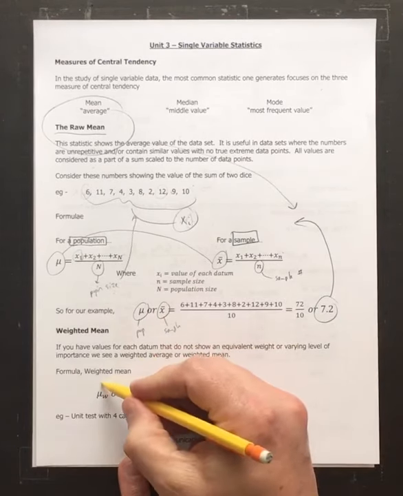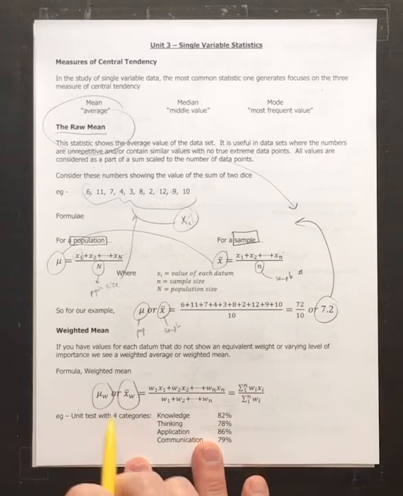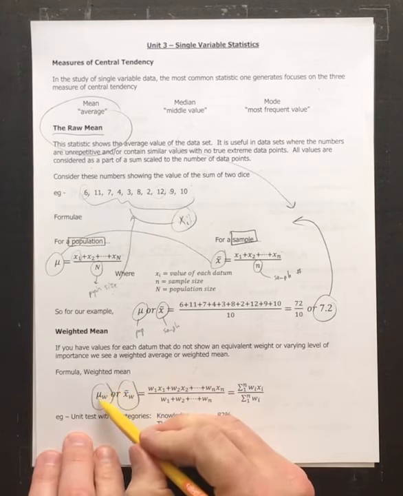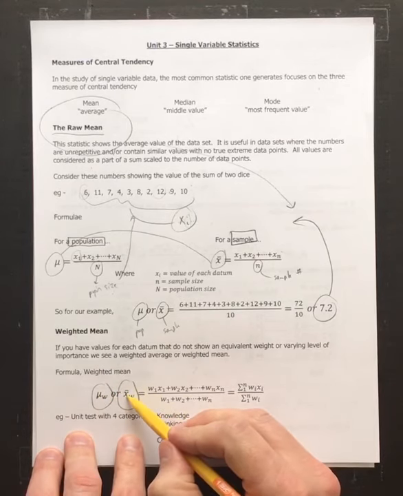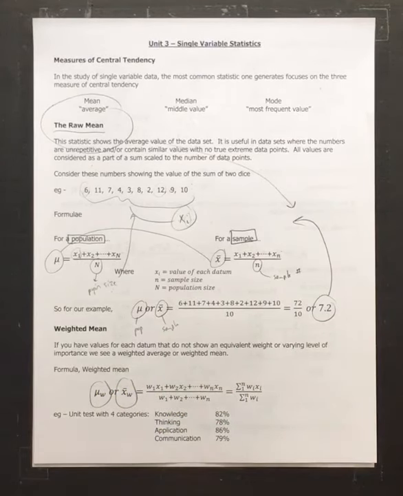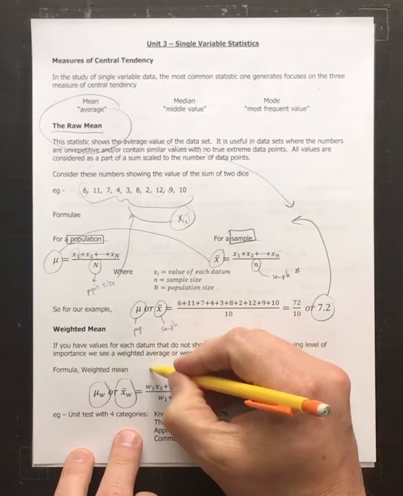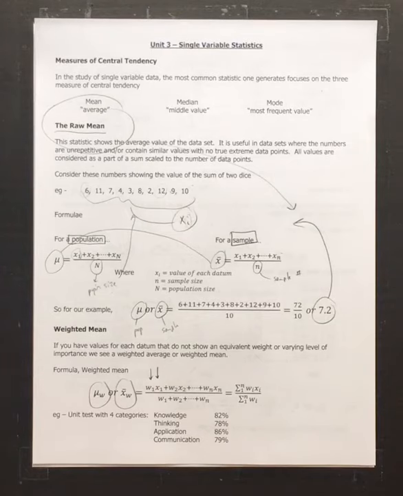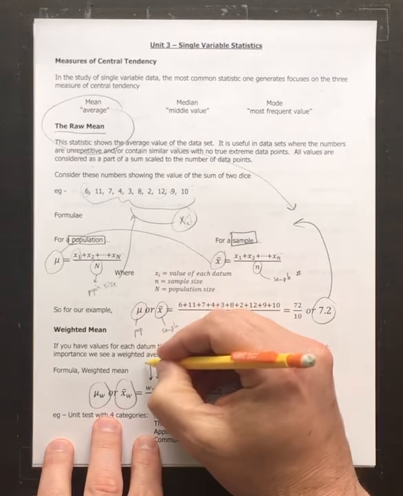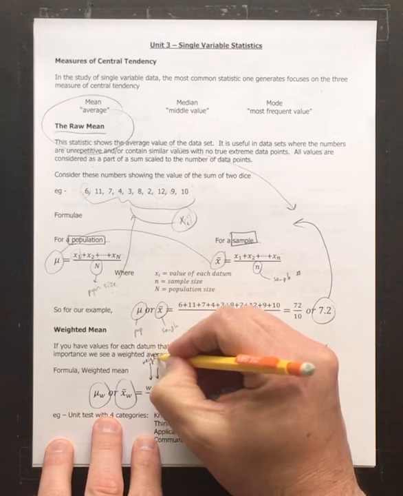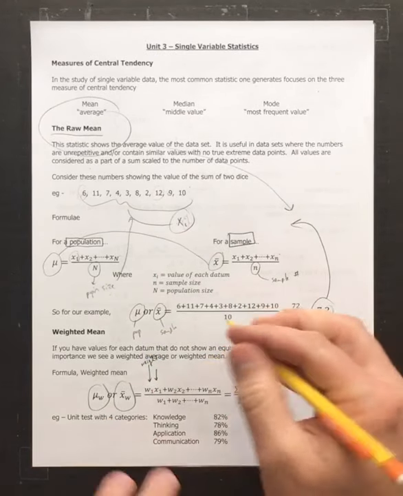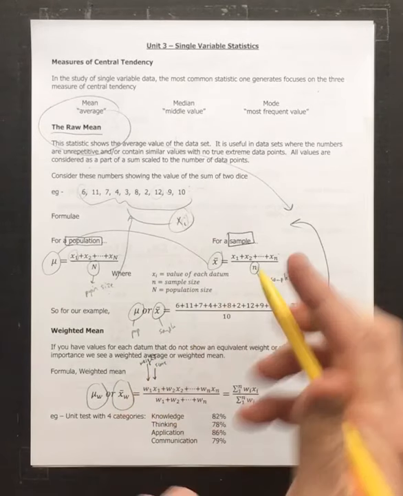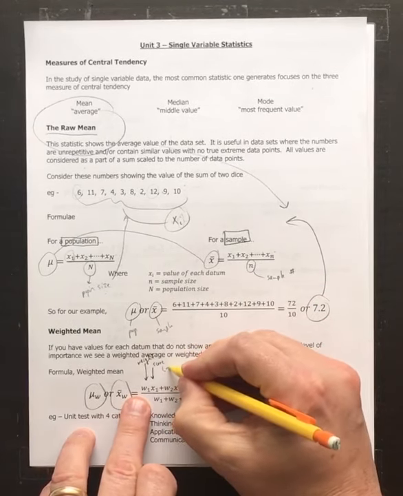First of all, we still use mu and we still use X bar, but we put a little sub W on it for weighted mean. So population weighted mean and sample weighted mean. Nothing too crazy. Now, what we also have are two values that we actually have to multiply together: w sub i, which stands for the weighting, or what some people would call a weight factor, and then x sub i, which is the actual score, the actual value, the actual measurement.